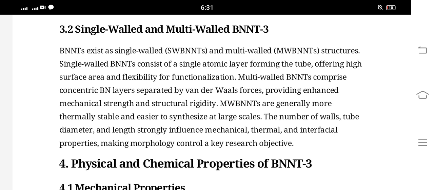Multi-walled boron nitride nanotubes, on the other hand, consist of multiple concentric boron nitride layers separated by van der Waals forces. These structures exhibit great mechanical strength, high thermal stability, and improved structural integrity. Multi-walled boron nitride nanotubes are generally easier to synthesize at larger scales and are commonly used in composite materials.